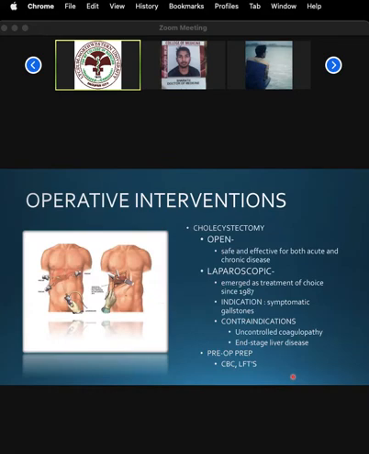For cholecystectomy, either open or laparoscopic cholecystectomy. When we say cholecystectomy, it is the procedure done to take out the gallbladder. Okay? So either open or laparoscopic. Your open cholecystectomy is safe and effective for both acute and chronic disease, while your laparoscopic cholecystectomy has emerged as the treatment of choice since 1987. The main indication there would be for patients with symptomatic gallstones. Contraindications include uncontrolled coagulopathy and end-stage liver disease.